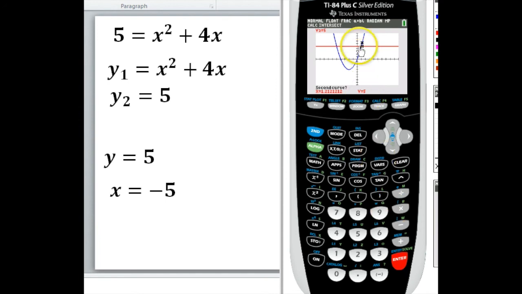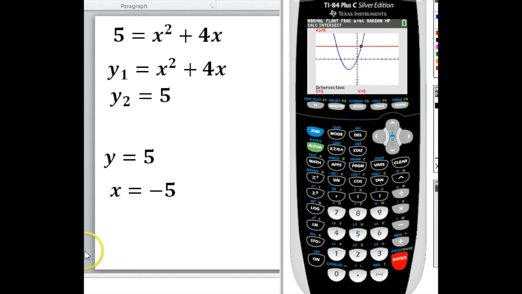That jumps it automatically from my blue line to my red line, to my second equation, and it says second curve, and it's automatically the closest spot, and I say that's great. So I hit enter. And it asks me to guess, and so I hit enter, and it will take a second, and it will tell me that my intersection on that one is x equals 1, y equals 5.